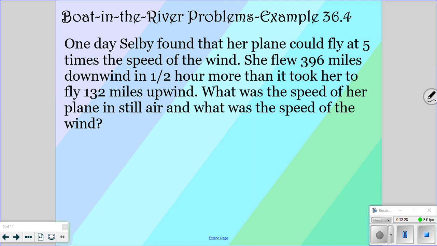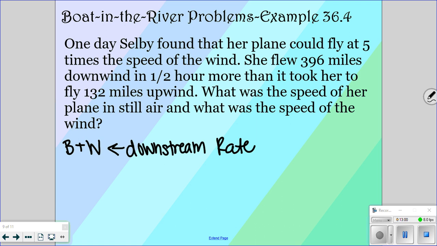And then if you're trying to go in the lazy river, whatever your speed is, so we're going to say the boat or the plane or whatever, the boat speed, you're going to add the water speed. And I'm going to use a W because it's the same thing for wind, the current. You could use a C if you want. But if you were going downstream, this is going to be your rate. So that's going to be your downstream rate.